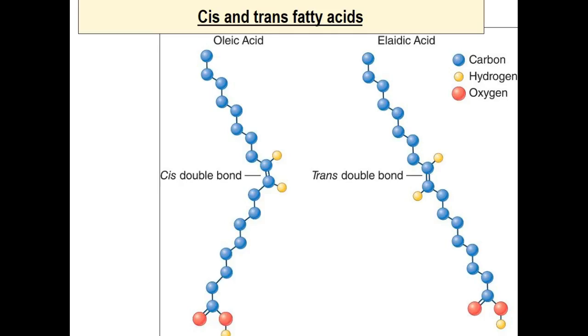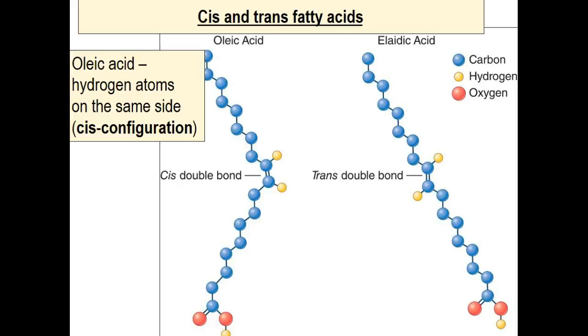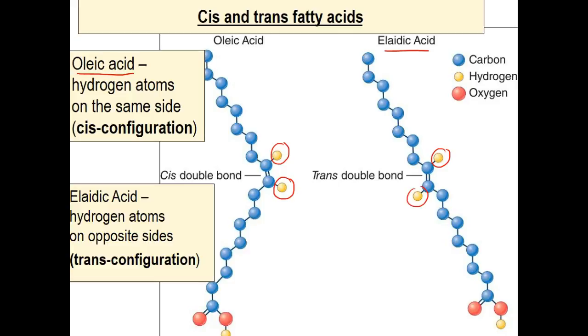Let's look at cis versus trans fats. So we already talked about the cis configuration versus the trans configuration. In oleic acid, the hydrogens are on the same side, cis configuration, around the double bond. But in elaidic acid, the hydrogens are in the trans configuration at the double bond. Trans configuration being opposite sides. And you have probably heard that trans fats are not good for you.